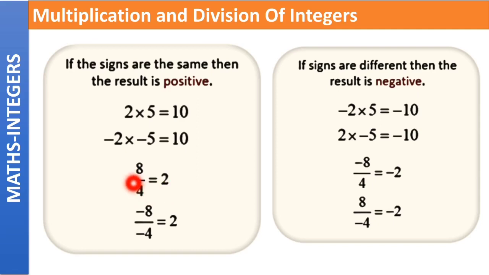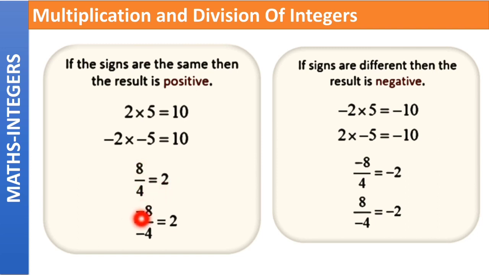Coming to division, 8 divided by 4. If you look at the signs, both the numbers are positive integers. So the answer will also be a positive integer. Now coming to the absolute value, 8 divided by 4 is what? 8 divided by 4 is 2.